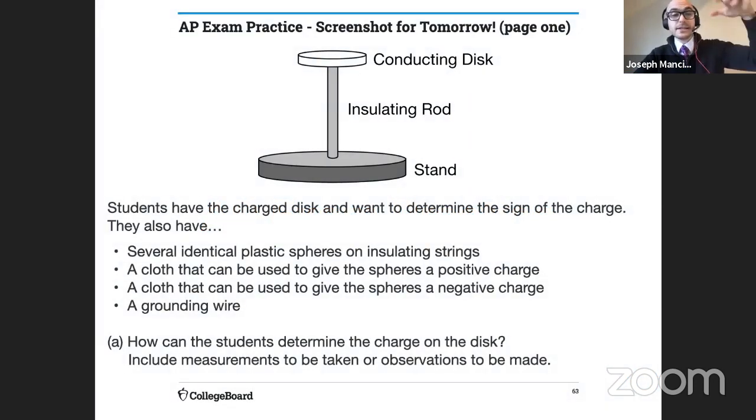A conducting disk is on top of an insulating stand, and students want to figure out what the charge on that disk is. They know it's charged, but they don't know whether it's positive or negative. They have a cloth that they know can give a plastic sphere a positive charge. They have a cloth that they know can give a sphere a negative charge. So what could they do to figure out whether the disk was positive or negative?